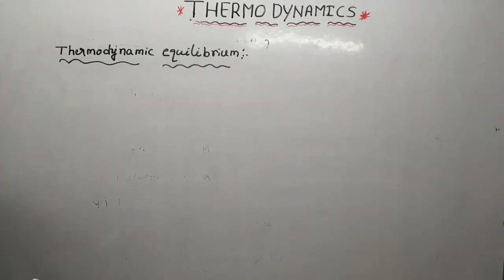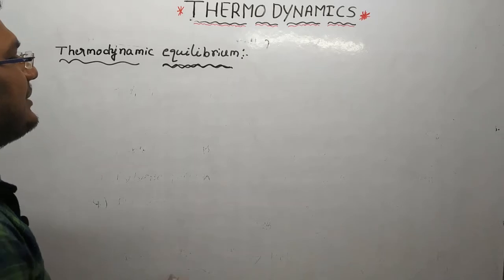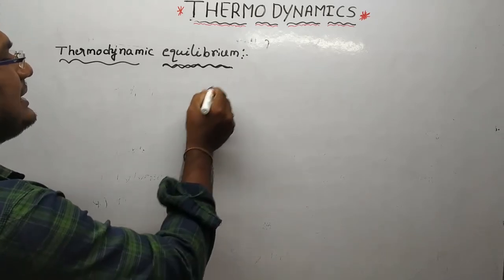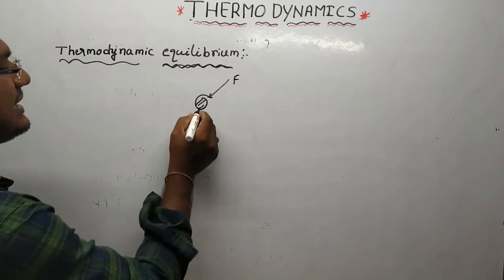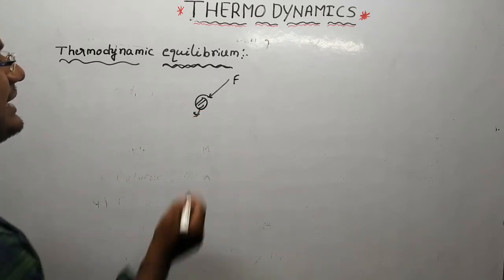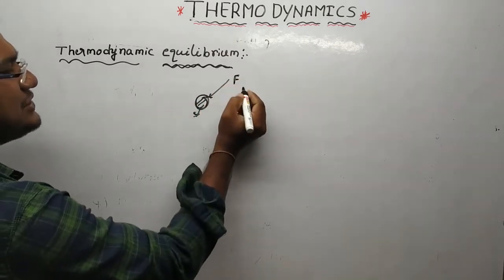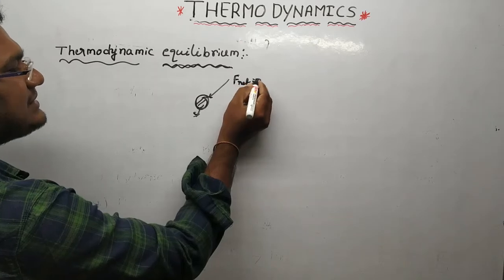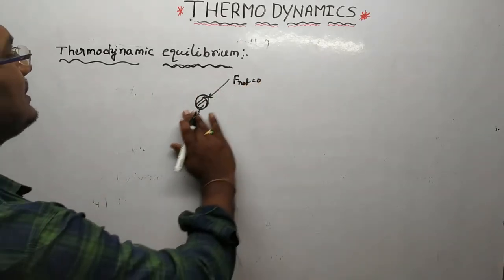In mechanics, we know the definition of equilibrium. When a body is said to be in equilibrium, the net force on that body becomes zero, then we can say that the body is in equilibrium. In mechanics, if the net force acting on a body is zero, then we can say that this body is in equilibrium.